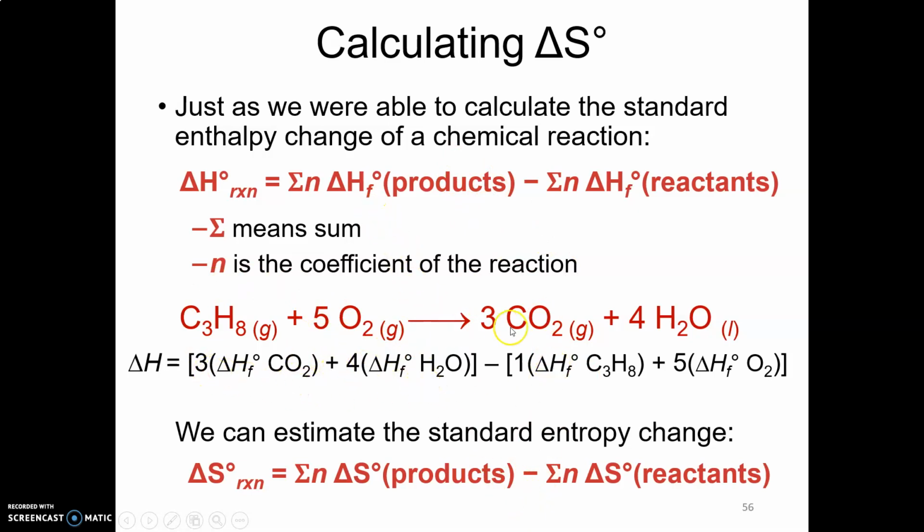But the coefficients still matter, just like the coefficients mattered with our heats of formation and calculating delta H. It's just that in this case, one of these is equal to 0 for heat of formation, because diatomic oxygen gas is a standard state, so its heat of formation is 0. It doesn't matter when we're calculating delta H. It does matter when we're calculating delta S, because it is not 0 from the standard molar entropy perspective.